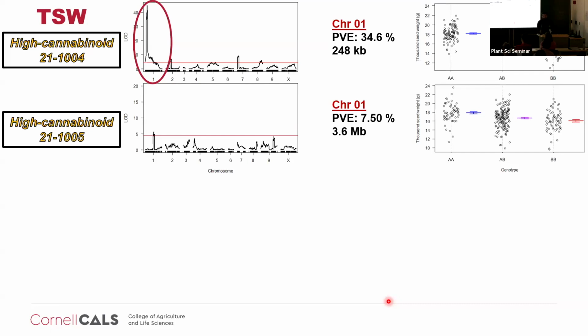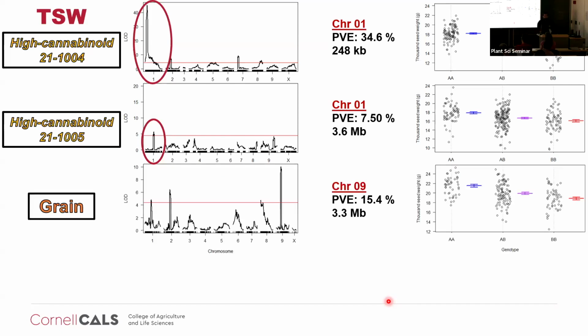For the 21,005 population, we also find a QTL in chromosome 1, but conversely, this is the only QTL we find, explaining a low proportion of the variance in a very large region. In this case, the effect of the A allele over the B allele seems to be additive. For the grain, we have 4 QTL identified, and in this case, we don't observe this. We observe that the largest peak is in chromosome 9 instead, explaining a considerable percentage of the variance, but in a large region, and it also seems to be additive.